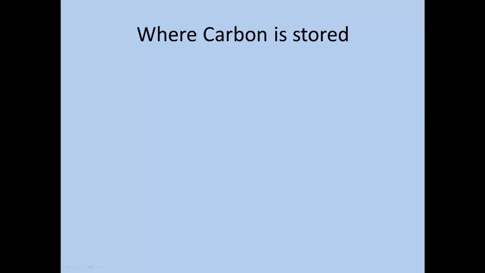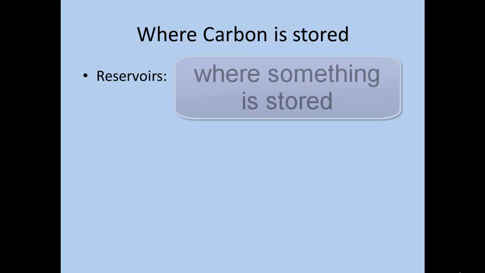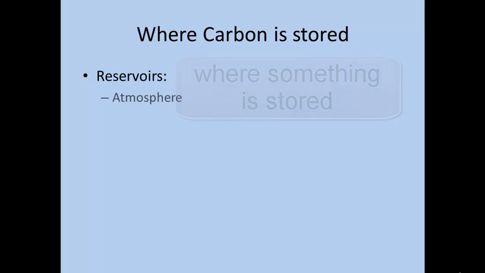Okay, so now we're going to focus on how carbon is stored, and we actually call that a reservoir. A reservoir is a place where carbon is stored or kept until it is needed or moved by another process. There's actually 5 reservoirs that we're going to focus on today, and the first reservoir is the atmosphere. Carbon is stored in the atmosphere in carbon dioxide, and we breathe in oxygen and we breathe out carbon dioxide. One of the ways that carbon dioxide leaves the atmosphere is when a plant uses it for the photosynthesis process.